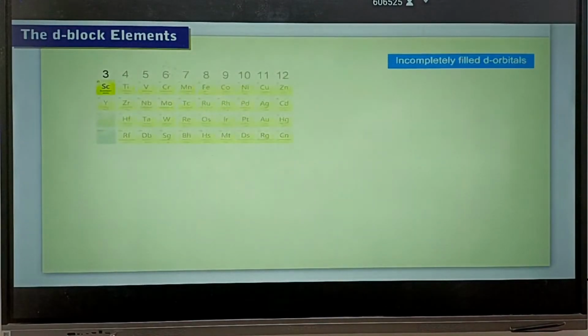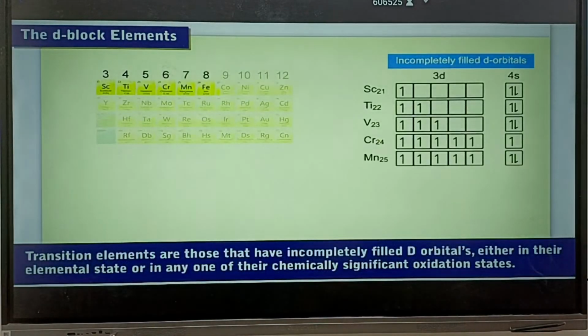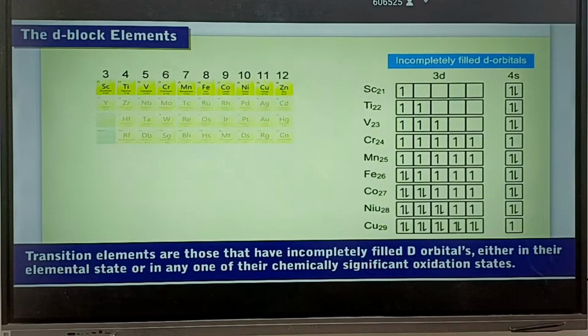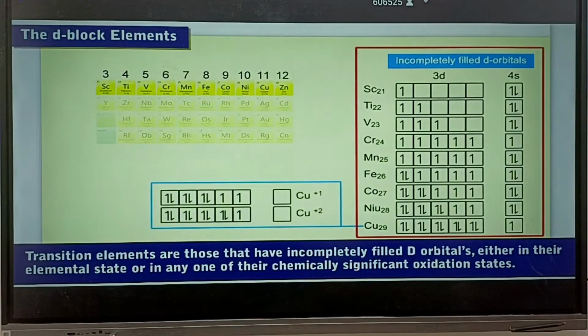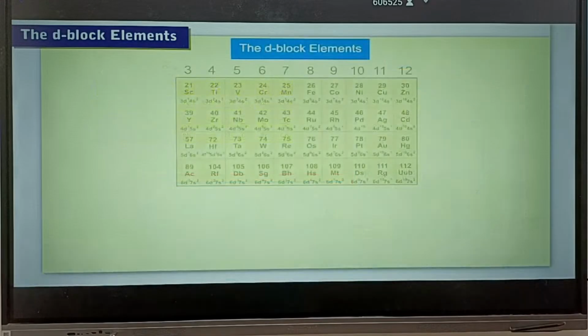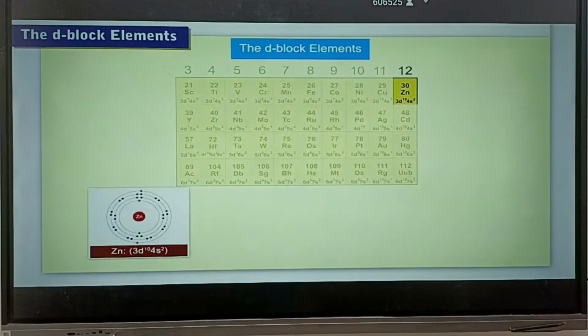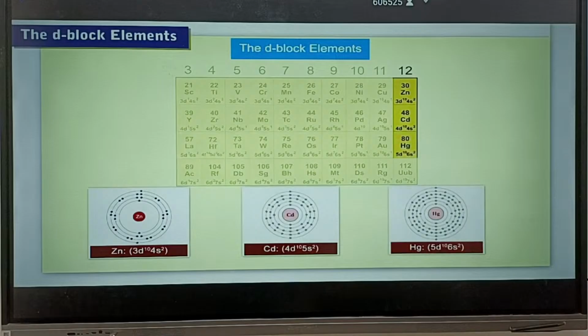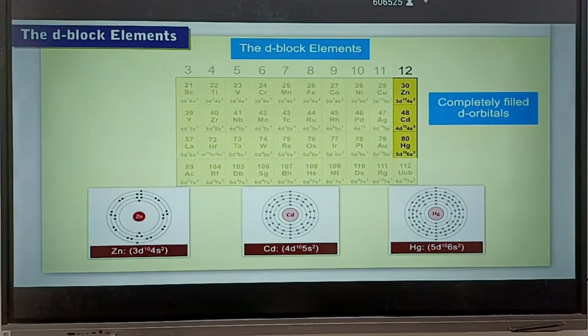By definition, transition elements are those that have incompletely filled d orbitals, either in their elemental state or in any one of their chemically significant oxidation states. Thus, the elements zinc, cadmium, and mercury, which have D10 configuration both in their elemental and their stable oxidation states, are not considered transition elements.